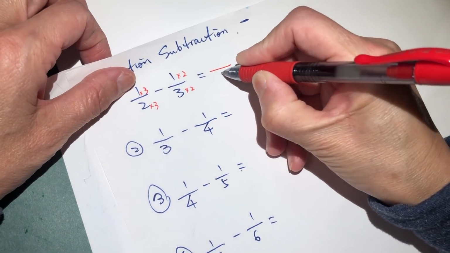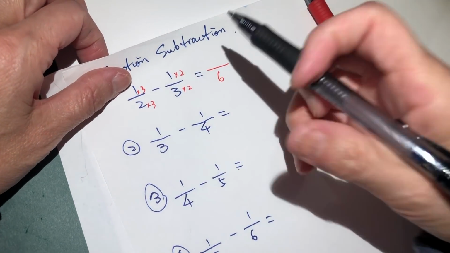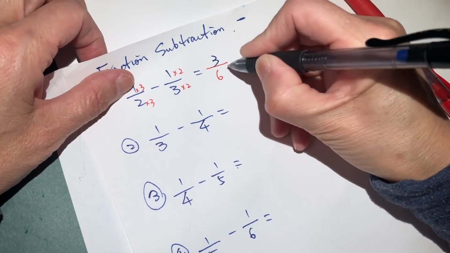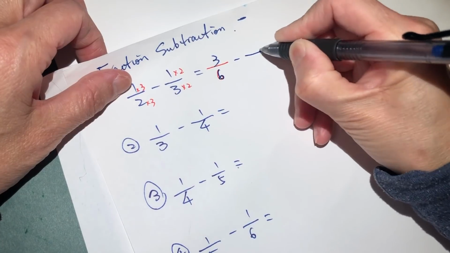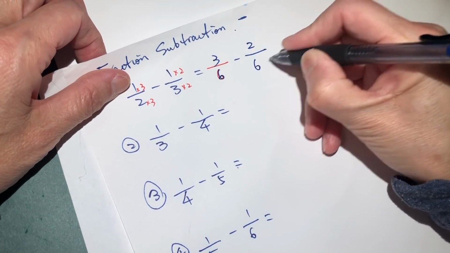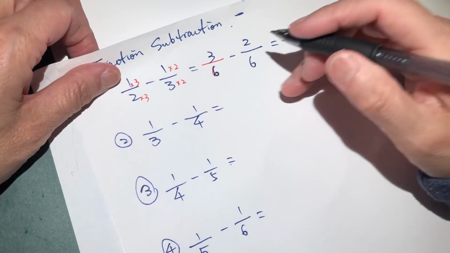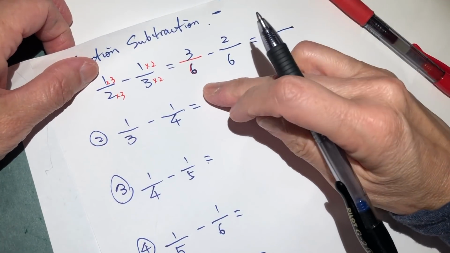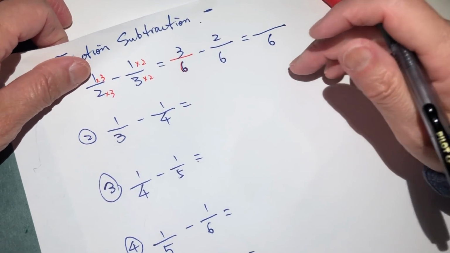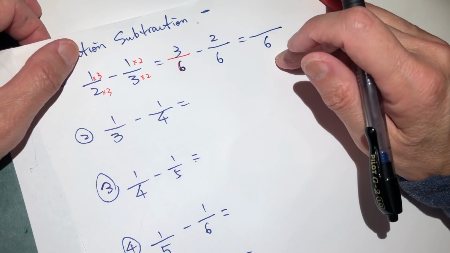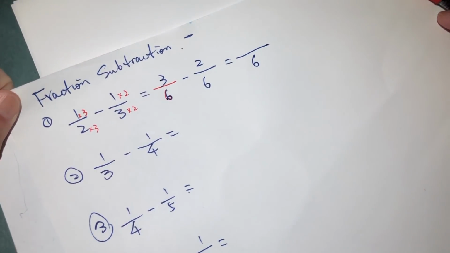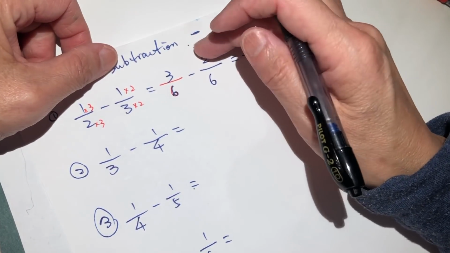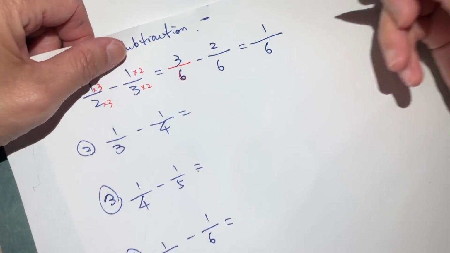So this becomes 3/6 minus 2/6. 6 and 6. The denominator is 6. We do not change it because we need the same denominator. And the numerator, 3 minus 2 is 1.